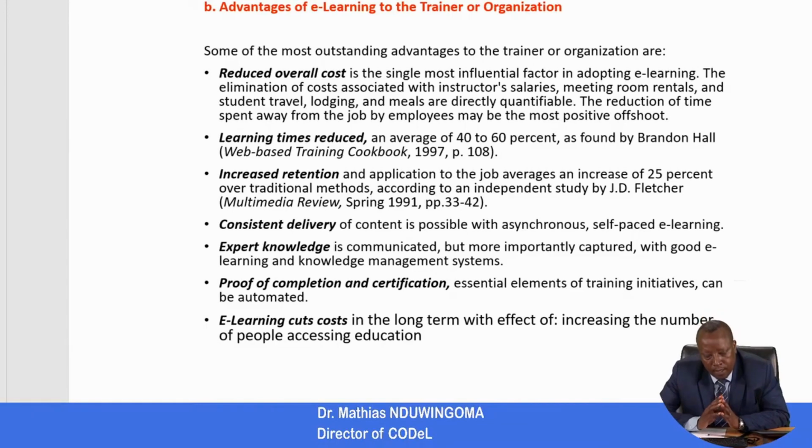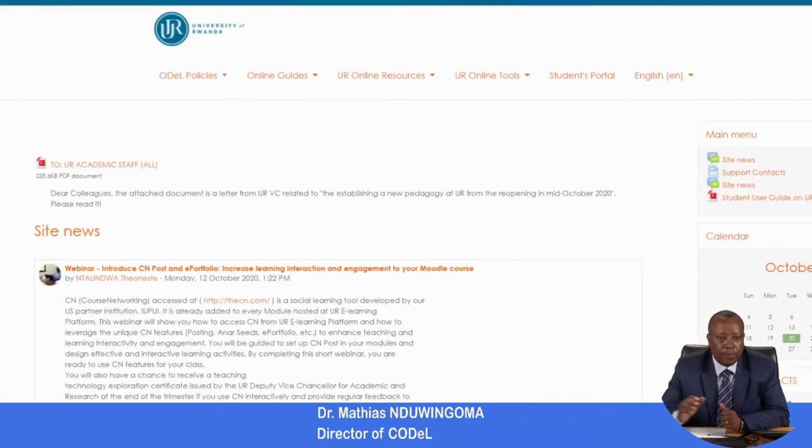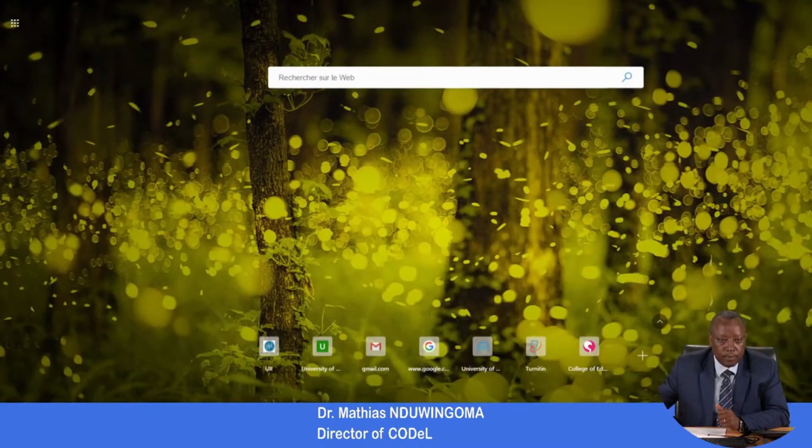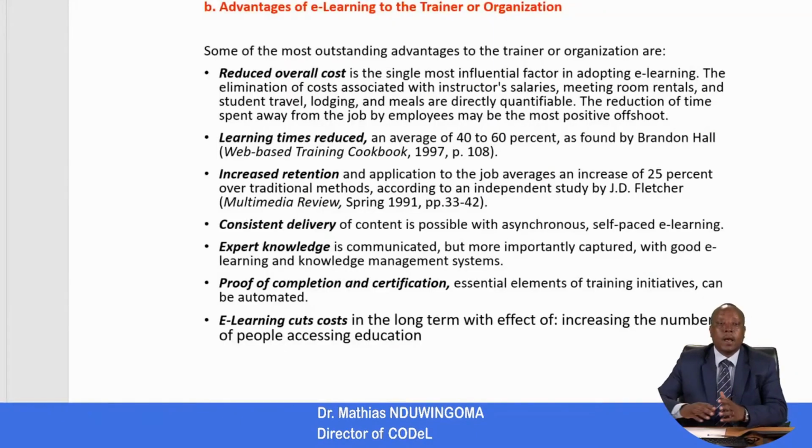The e-learning cuts costs in the long term with the effect of increasing the number. Yes, there is what we call economy of scale. Where, as I said, we want to make the education very affordable. In this case, now the university can recruit a big number of students. When you have a big number of students, even if they pay not too much, at the end of the day, the total can be big. So it's very important, and e-learning is helping the universities to achieve this requirement of the world, where now we have to train a big number of people who are looking for it.